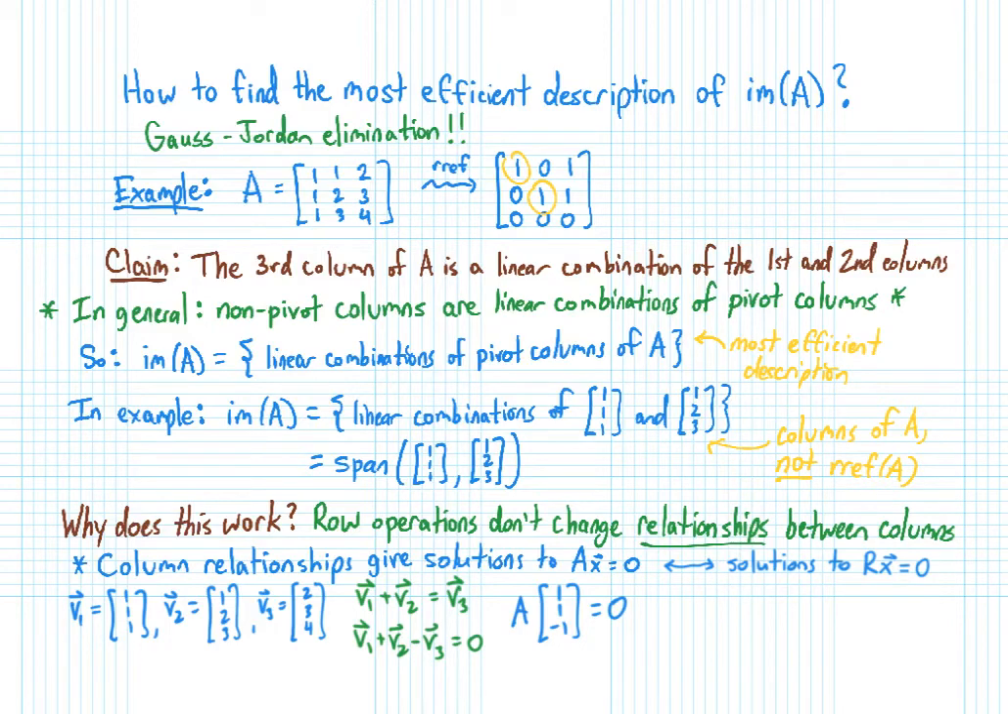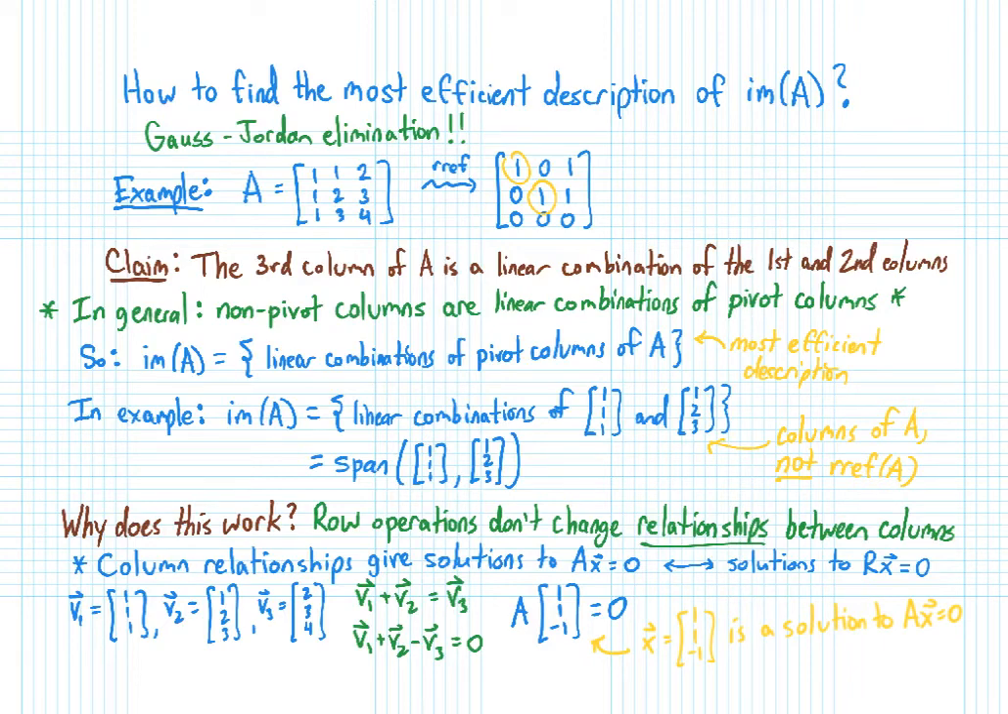And then, the fact that this is true means that we have a solution to the homogeneous equation. So the moral is that column relationships really correspond to solutions to the homogeneous equation, and we know that when we do row operations, it doesn't change what the solutions are to the homogeneous equation. So that's why this works.